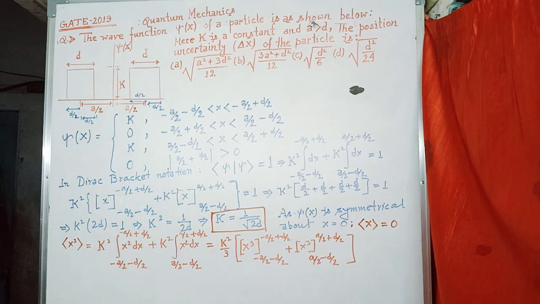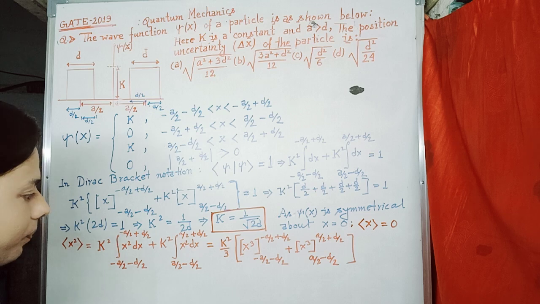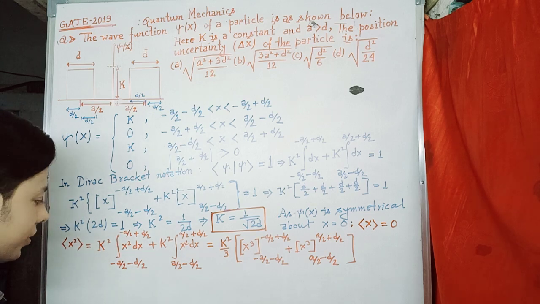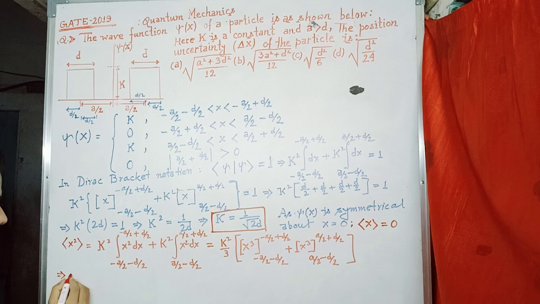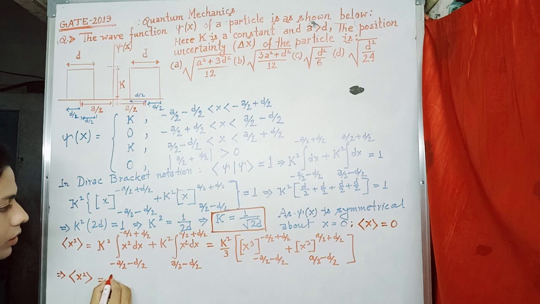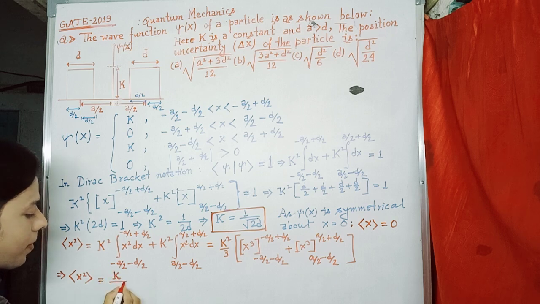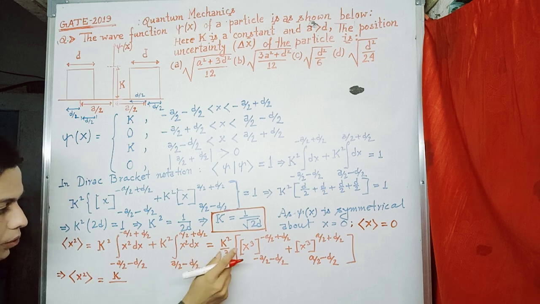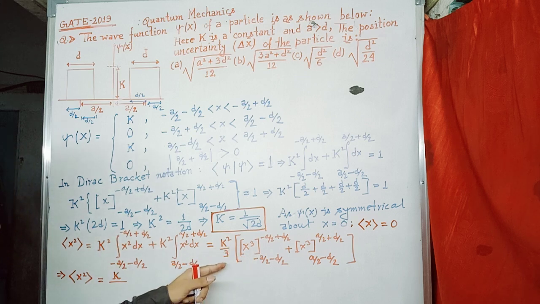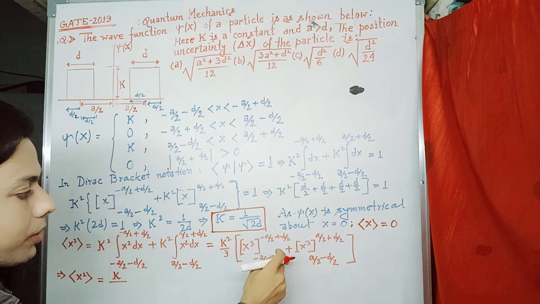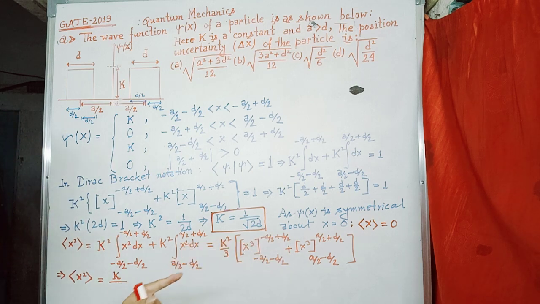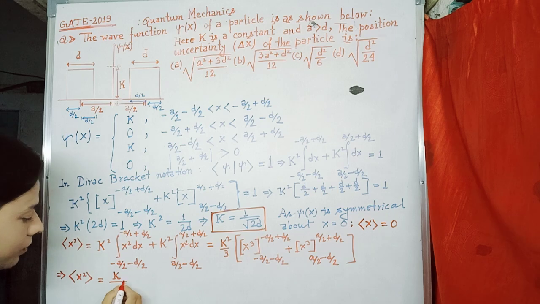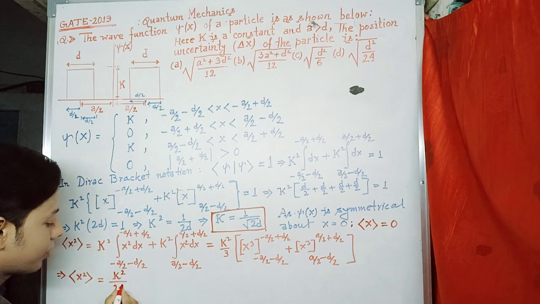So if we calculate the value of this integral, then the mean of x square will be equal to k square divided by 3 into 8, because 8 comes from the fact that there is a half everywhere in a divided by 2 and d divided by 2, and the cube of half is 1 by 8. Therefore it will be k square divided by 24.